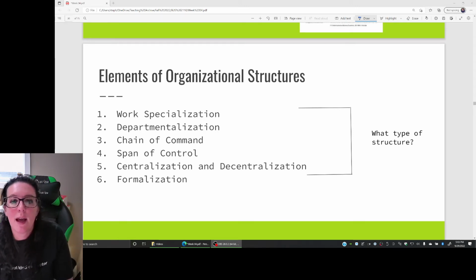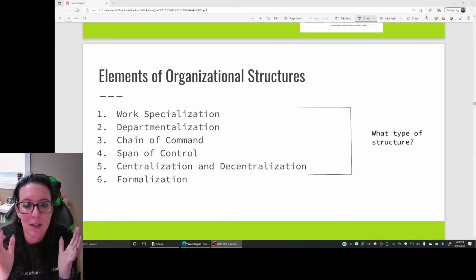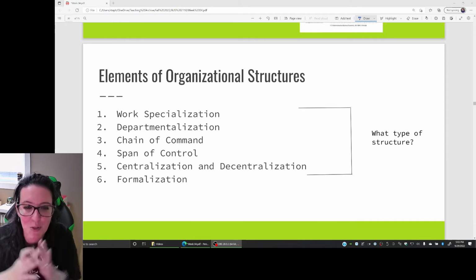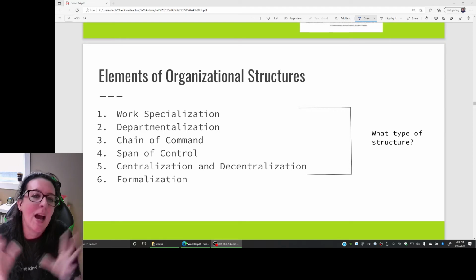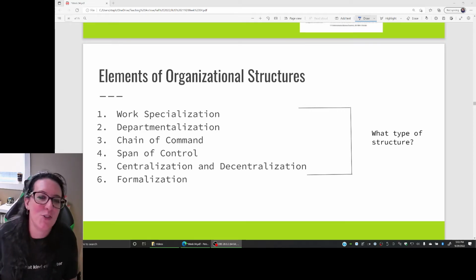So we've been looking at the six elements of organizational structure. We talked about work specialization: how specific is your job to a small number of tasks, or do you do lots of different things? How do we group people? Do we group people based on their customers, their geographic region, or the products?